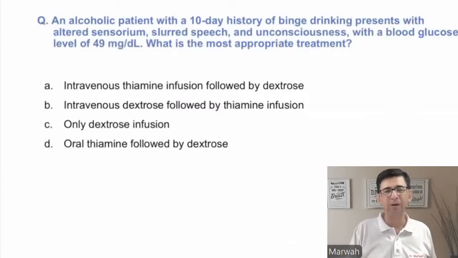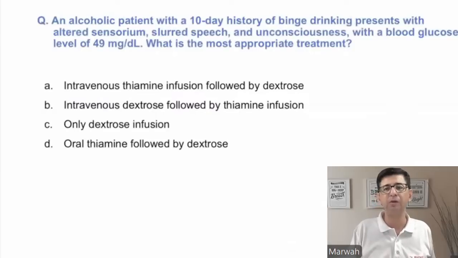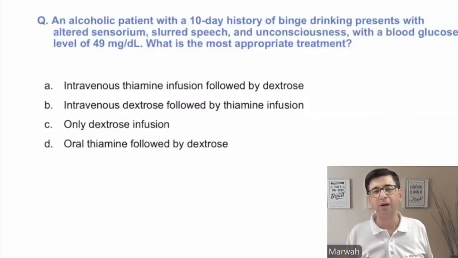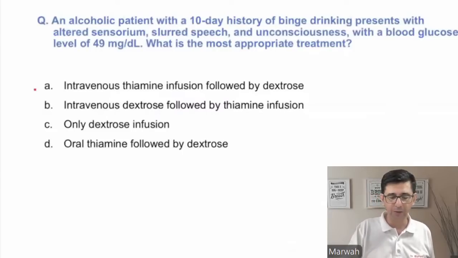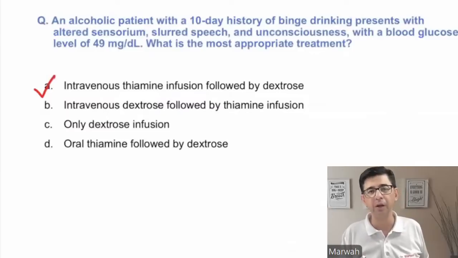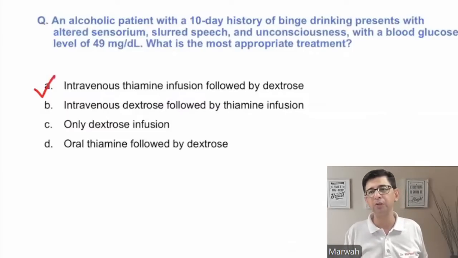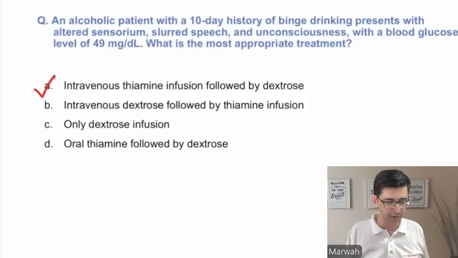Okay, this would be a patient who has done binge drinking with altered sensorium, slurred speech, unconsciousness, and that's what I always explained. It's always going to be thiamine followed by dextrose. And we will first give thiamine to the patient because otherwise it will worsen the manifestations of beriberi that would be occurring in this patient. So we'll go with option A here. Otherwise, if I give dextrose first, it will consume the residual thiamine and will worsen the beriberi features in this patient.